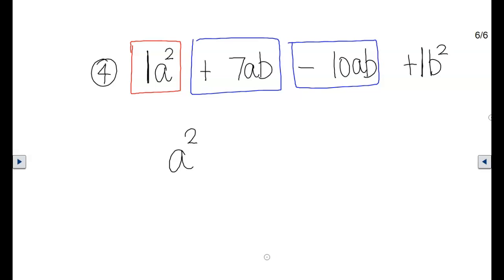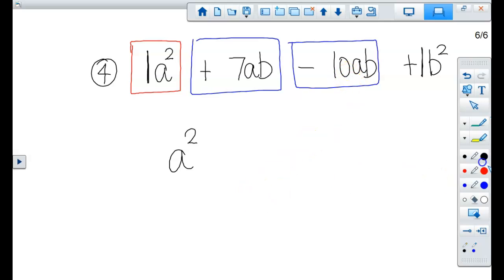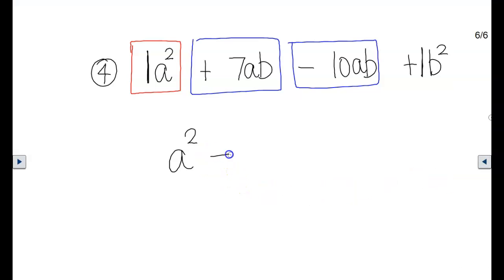And I'm going to look at the blue boxes only to decide what to do. This says to do a positive 7 minus 10. 7 minus 10 is negative 3. So I'm going to put minus 3. Well, what was the last name? ab. So I reattach that last name.